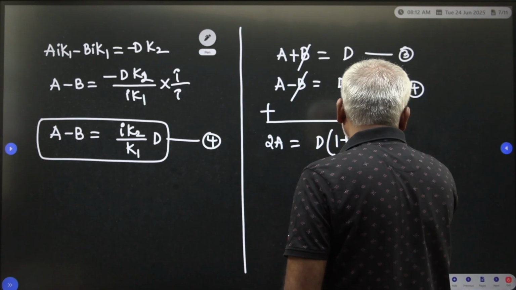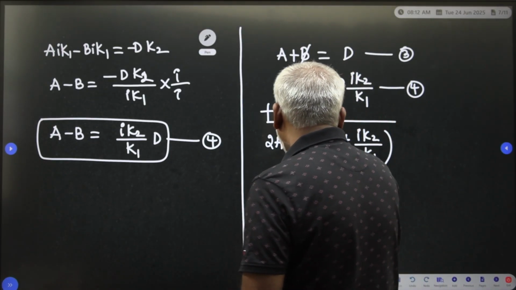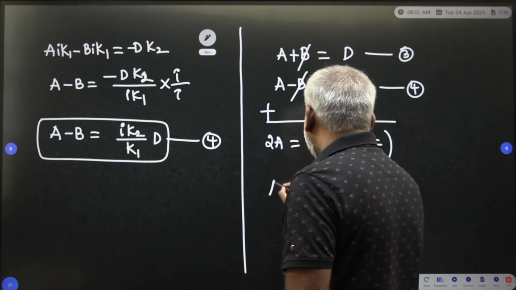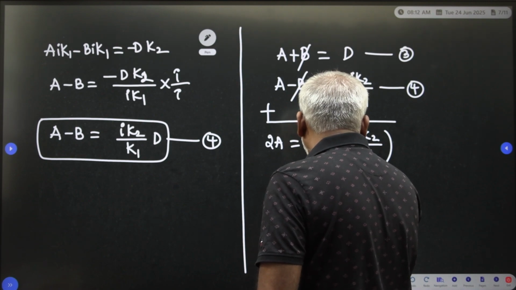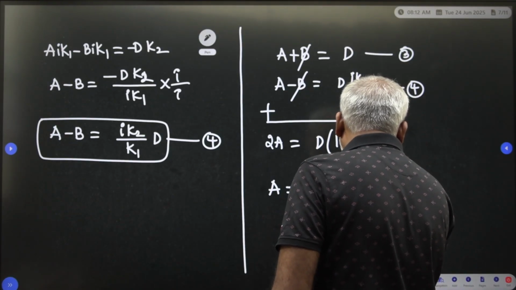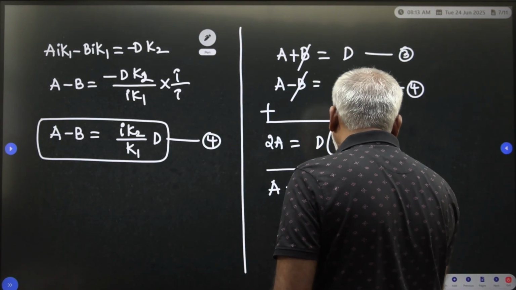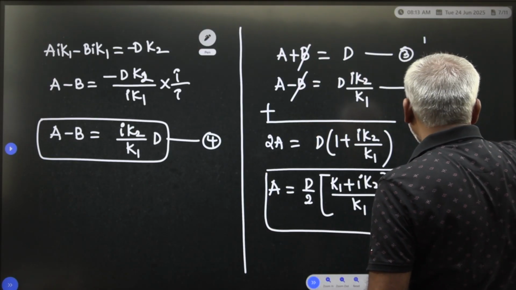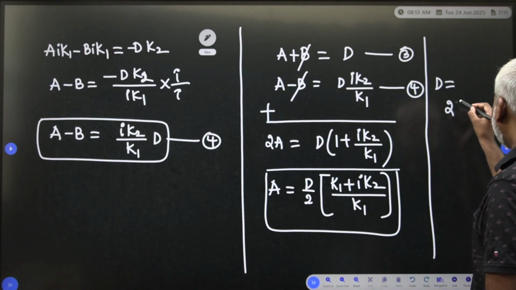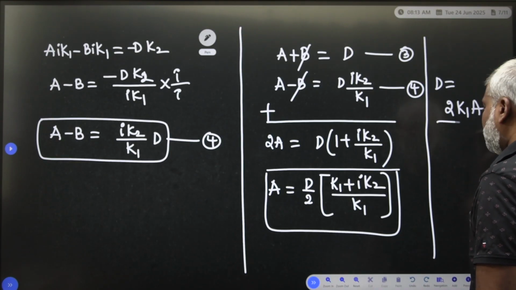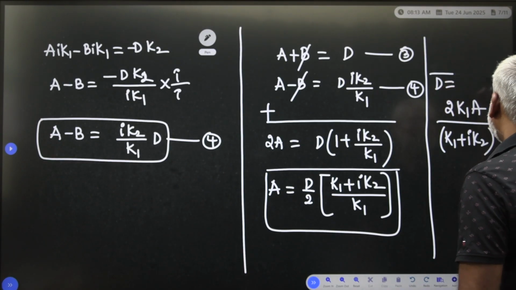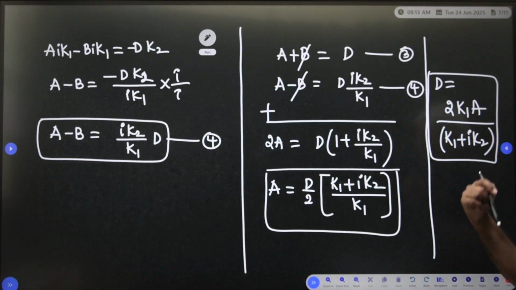1 plus iK2 divided by K1. So 2A is equal to... from this, A is equal to D by 2 into, taking the LCM, (K1 plus iK2) divided by K1. So this is going to happen here. From this we also need to write D, because after some time I have to use D. So the D value is equal to 2K1 into A divided by (K1 plus iK2). This is the D value.